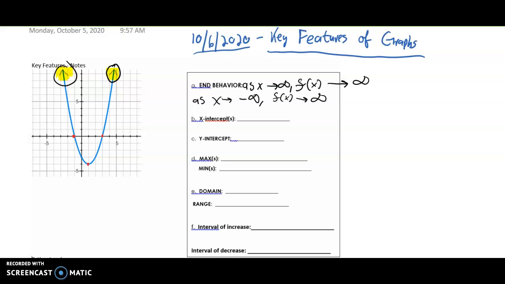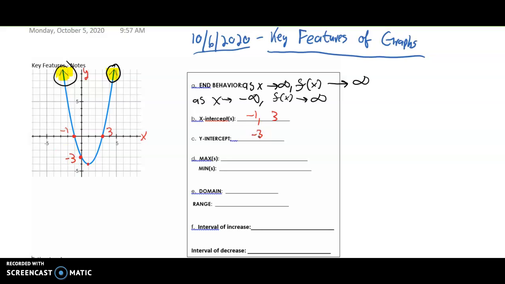Great. That's end behavior. Next up, it wants us to identify x intercepts. Remember, this is the x-axis, this is the y. Let's label those. My x intercepts, I can clearly see, are -1 and positive 3. So I'm just going to list them. -1, +3. Cool.